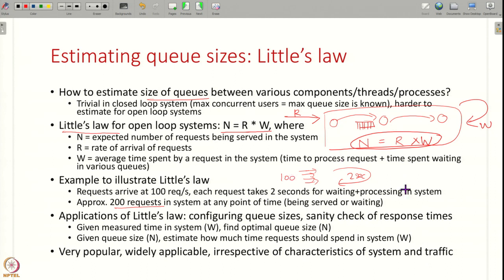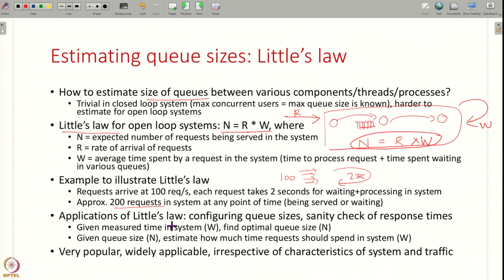Why? Because the request that came in this second and the request that came in the previous second are all still being processed. Before that, the requests that came in would have left anyway by now. So Little's law gives you an intuitive way to calculate how many requests you expect to be lying around in your system.